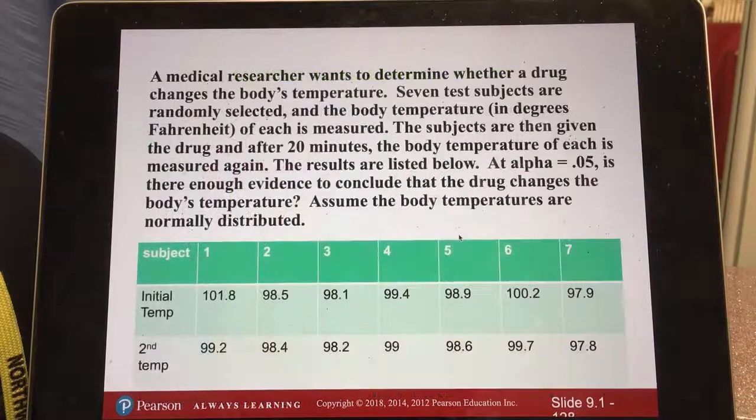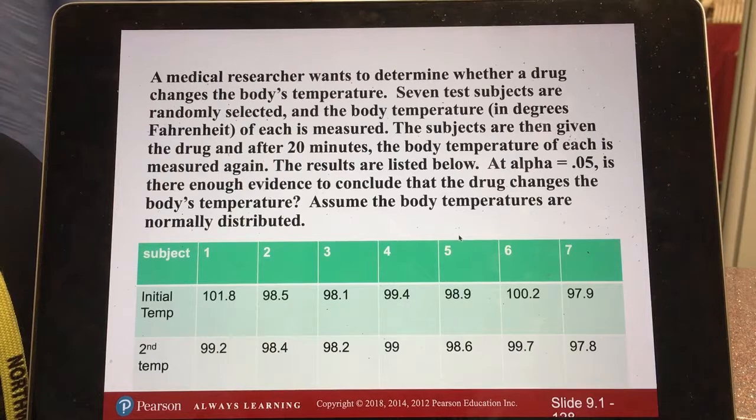One more example. Okay, a medical researcher wants to determine whether a drug changes the body's temperature. 7 test subjects are randomly selected and the body's temperature in degrees Fahrenheit of each is measured. The subjects are then given a drug, and after 20 minutes, the body temperature of each is measured again. The results are listed below. Alpha is 0.05. Is there enough evidence to conclude that the drug changes the body's temperature? Assume the body's temperatures are normally distributed.